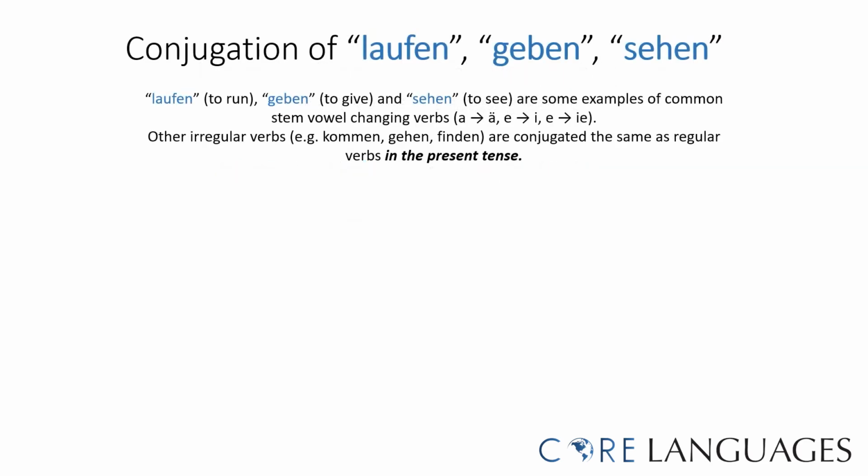The verbs laufen, geben, und sehen are three common examples of verbs that have a stem vowel change. Laufen means to run, geben, to give, and sehen, to see. There are other irregular verbs that follow a regular conjugation in the present tense, but have irregular conjugation in other tenses. For example, kommen, gehen, and finden.